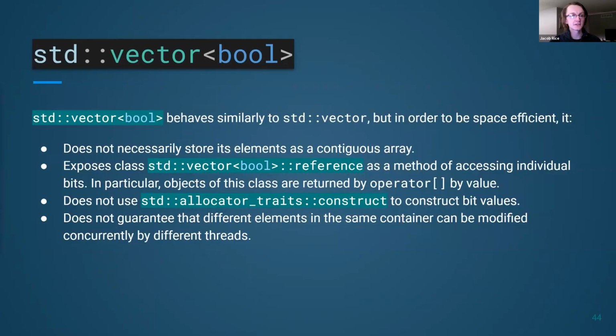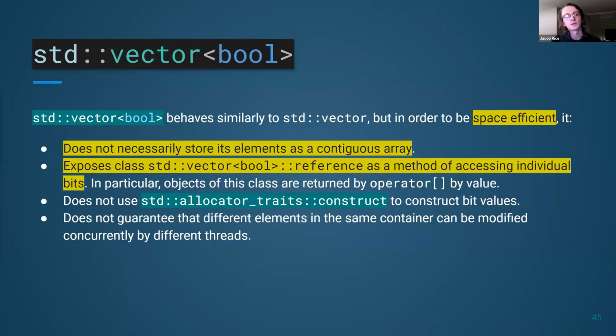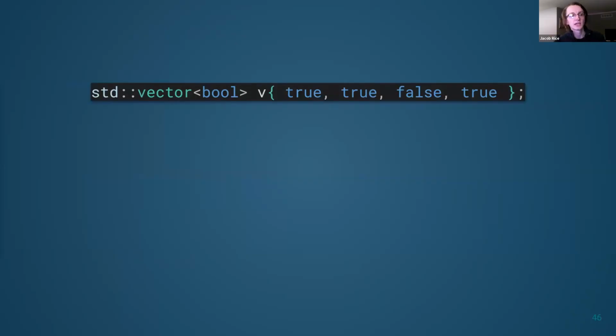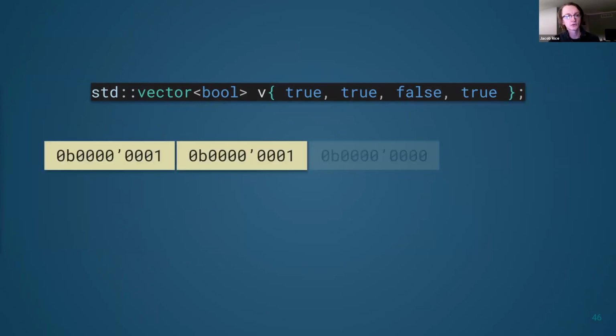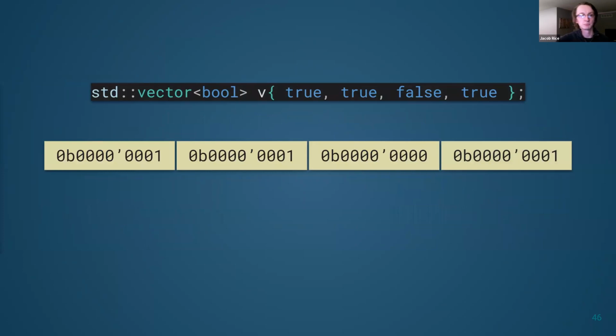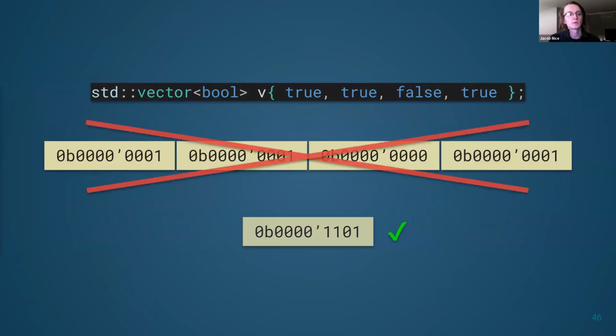So this is the description of vector of bool from CPP reference. And if we highlight the important stuff, we can see vector of bool is space efficient by not necessarily storing its elements as a contiguous array and exposing a class, std vector of bool reference, as a method for accessing individual bits. So what that means is we have a vector of booleans, and instead of storing it as separate bytes, all of which only use 1 bit, we pack all of the bits together into a single byte, which is great because we still have half of a byte to use before we need another byte. So we have all this room.